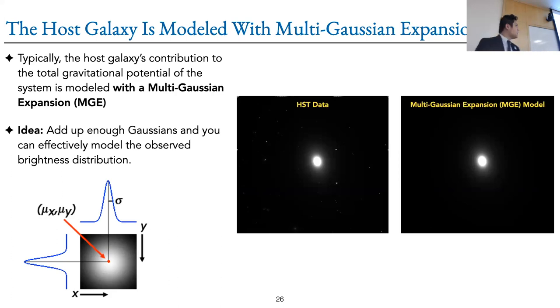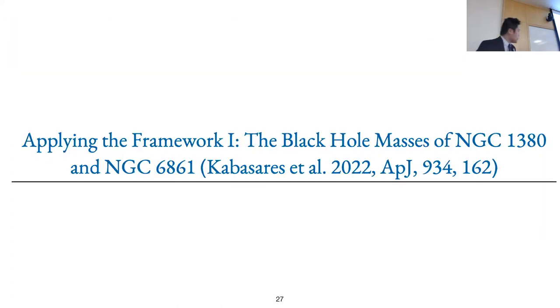Great, so now that you perfectly understand my framework, we're going to talk about applying it and measuring some black hole masses. We're going to talk about the black hole masses of NGC 1380 and NGC 6861. Those are the first two I applied my framework to. It was published in the Astrophysical Journal almost exactly a year to the date, if I'm not mistaken. So let's get into it.